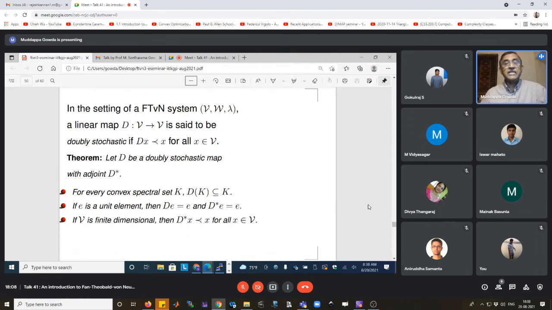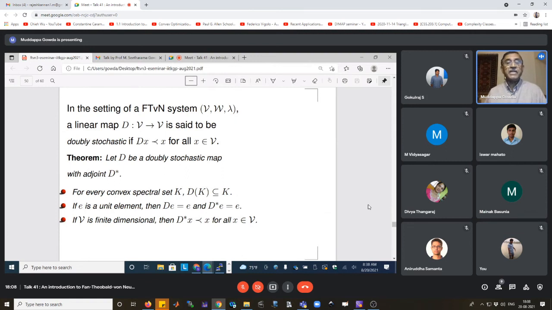Here is an interesting result that mimics classical results. Suppose D is a doubly stochastic map with adjoint D star. Then for every convex spectral set K, D of K is contained in K. So if K in the setting of Rn is the non-negative octant, then D of Rn plus is contained in Rn plus. So that says something like D being a non-negative thing.